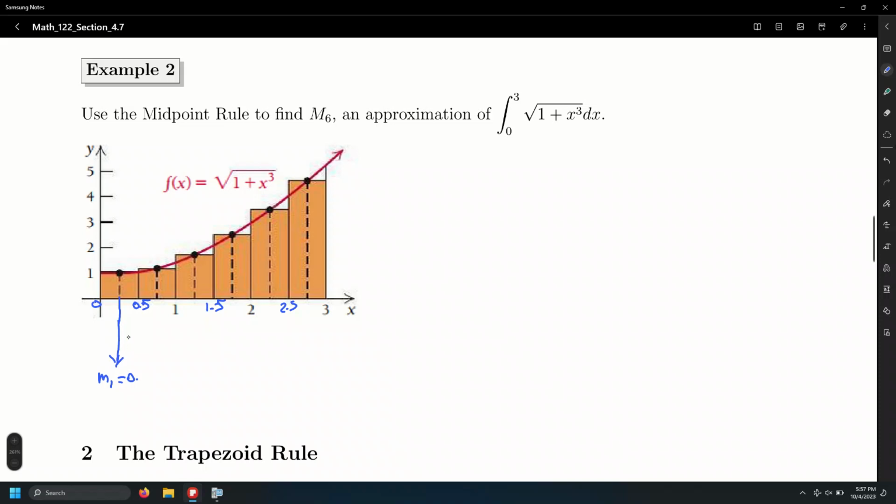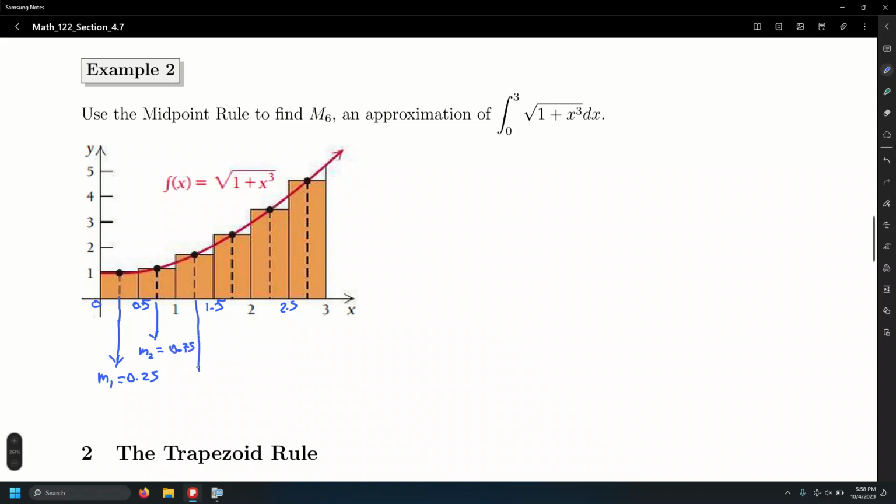To find the midpoint for the first interval, do we agree that this is going to be 0.5 minus 0, or just halfway between 0 and 0.5, which is 0.25? Yeah. And then let's find the next midpoint. The next midpoint will be M2, which equals halfway between 0.5 and 1. Do we agree that is 0.75?